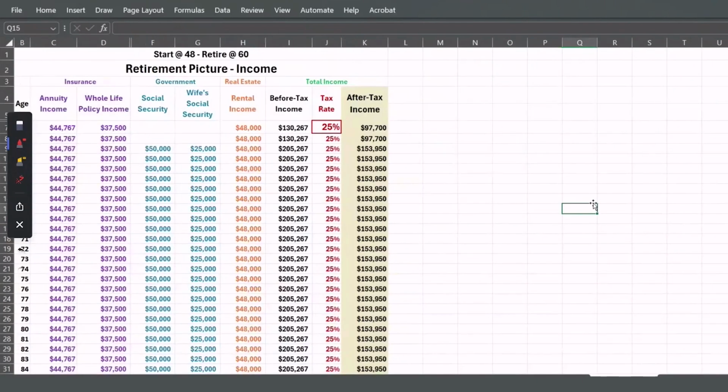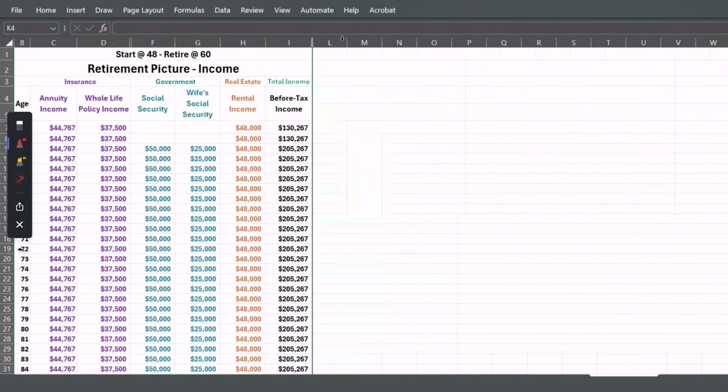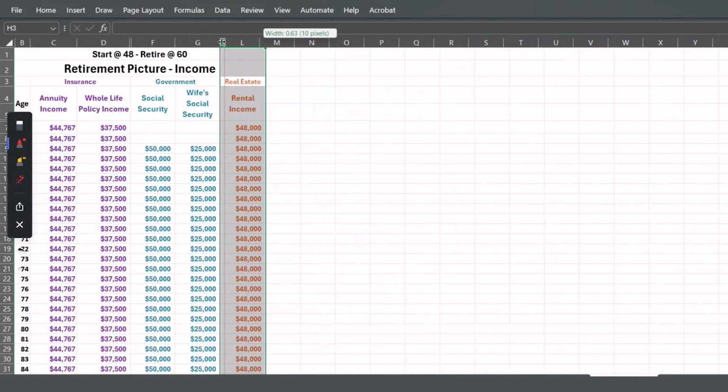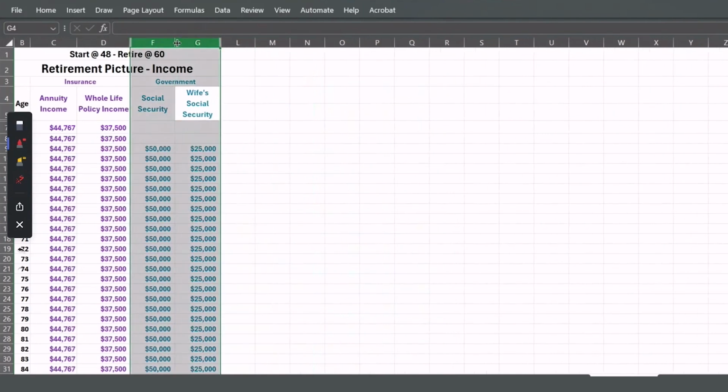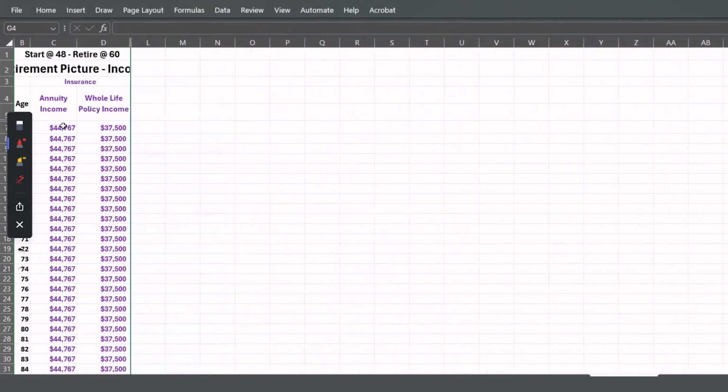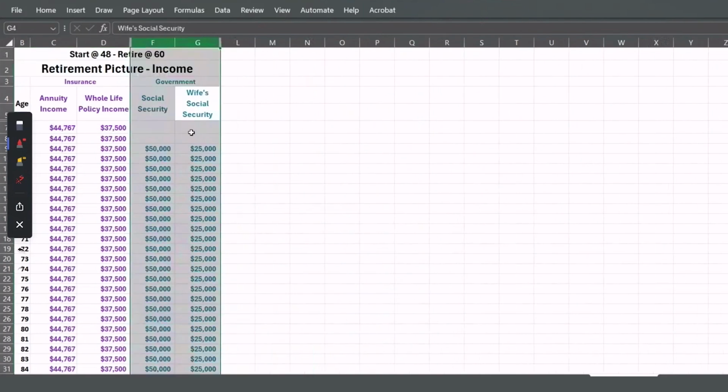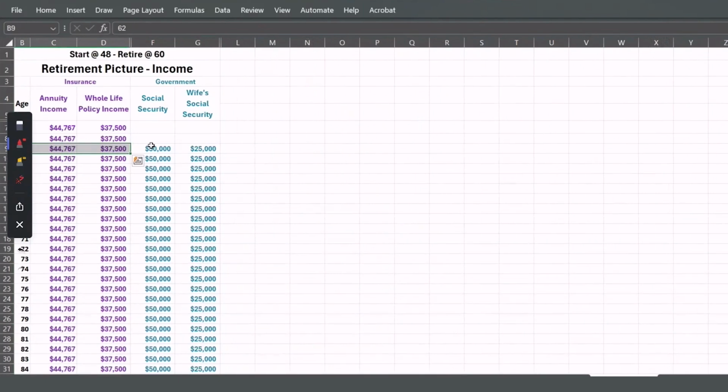So here's what we've got. To the left, we'll start off with the insurance products in purple. You've got the annuity income, $44,000 and change per year. Then you've got the life insurance policy income, and this is starting at age 60 here. Next, you've got Social Security, which he doesn't plan on taking until he's 62 years old.